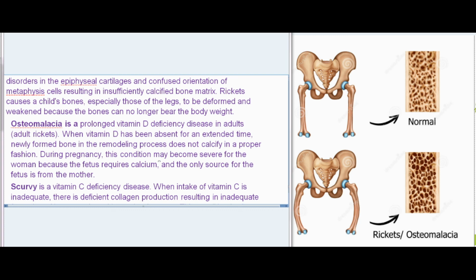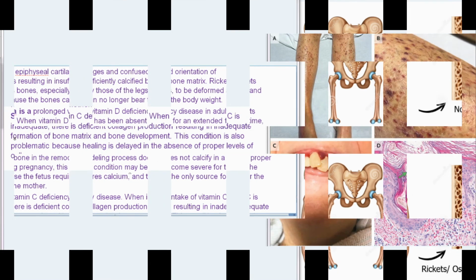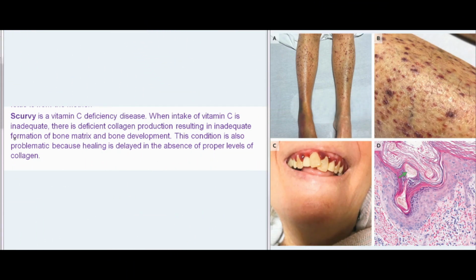Osteomalacia is a prolonged vitamin D deficiency disease in adults, adult rickets. When vitamin D has been absent for an extended time, newly formed bone in the remodeling process does not calcify in a proper fashion. During pregnancy, this condition may become severe for the woman because the fetus requires calcium, and the only source for the fetus is from the mother.